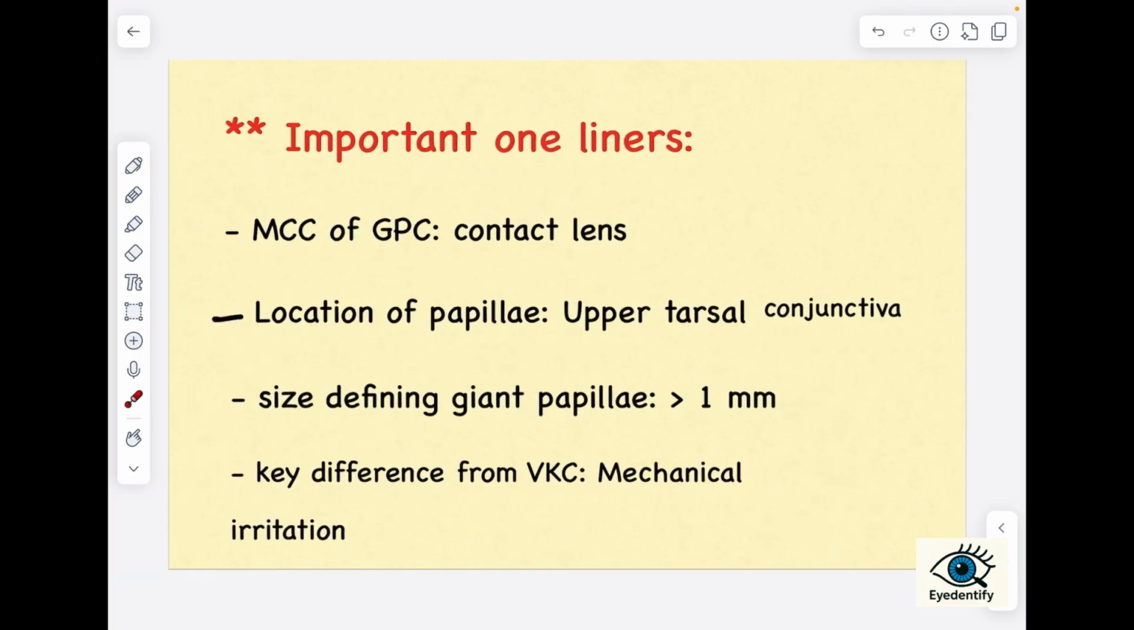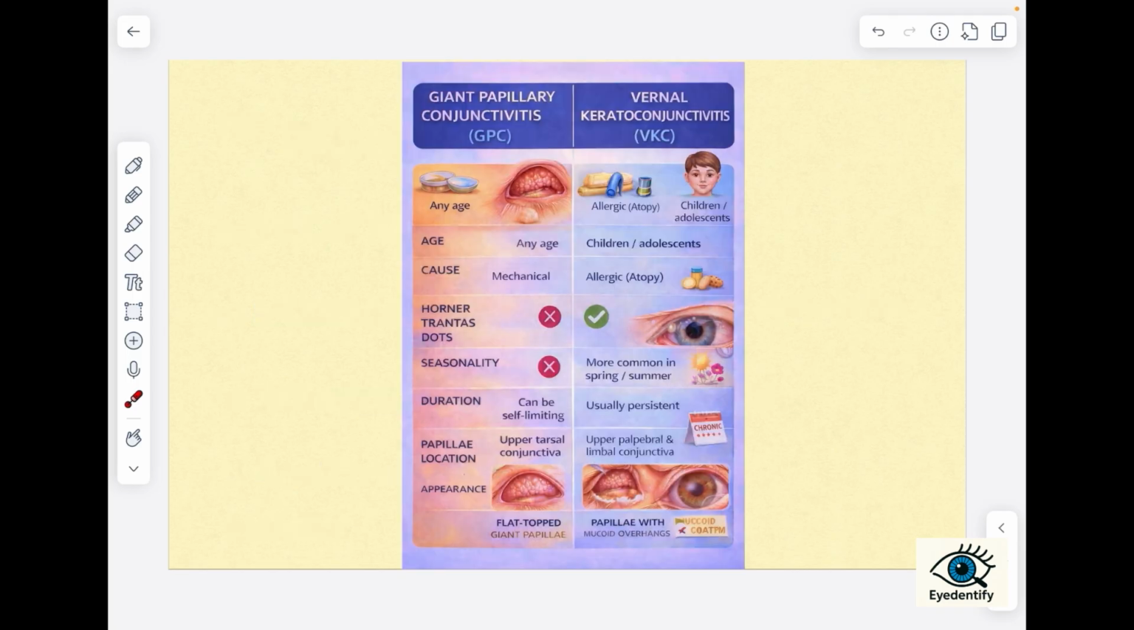Now, important one-liners from this: most common cause of GPC is contact lenses. Location of papillae is upper tarsal conjunctiva. Size defining giant papillae is greater than 1 mm. Key difference from VKC is mechanical irritation. Now we have seen what giant papillary conjunctivitis is. Now we are left with why it is not VKC and why it's not trachoma. The important difference is between giant papillary conjunctivitis and vernal keratoconjunctivitis, because both of them have papillae.